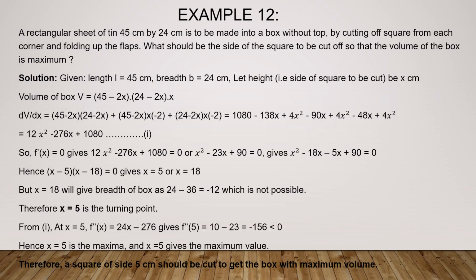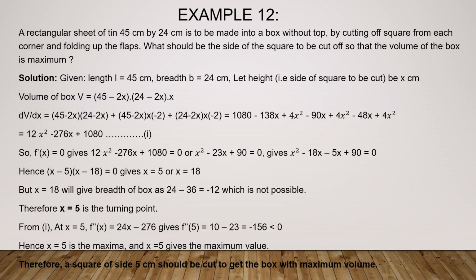Now from this we need to actually make a box type of structure by cutting off a square from each corner and folding the flaps. Correct? So let the height, that means the side of the square to be cut, be x centimeter. Just imagine the diagram. So now volume is length into breadth into height. Volume for a cuboid will be length into breadth into height.